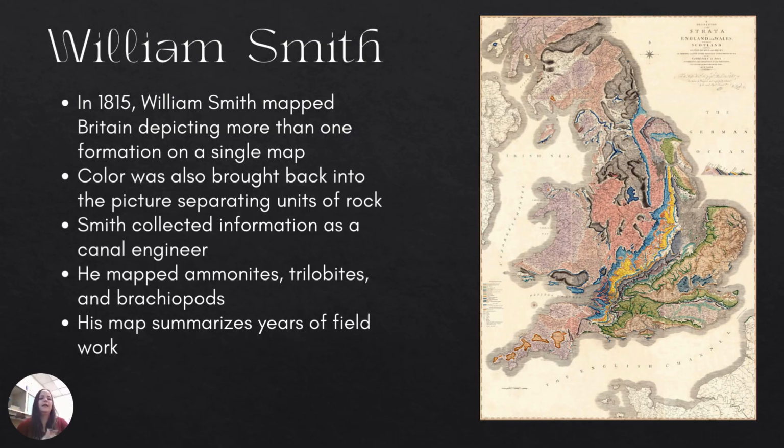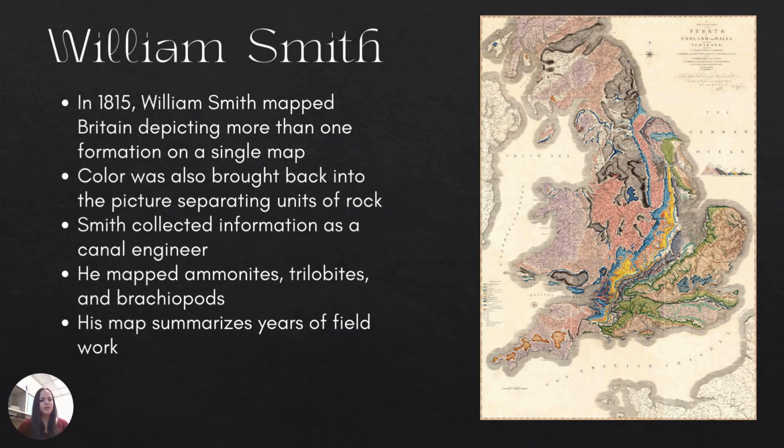Okay, but by the 1800s, William Smith mapped Britain and depicted way more than just one formation and included color. So we were back to color, which was amazing because it's really good at depicting the different rock units, and it's pleasing to the eye. I think everybody likes to see things in color more than black and white, which is why we've made color TVs and everything is in color these days. It is a really good visual representation.